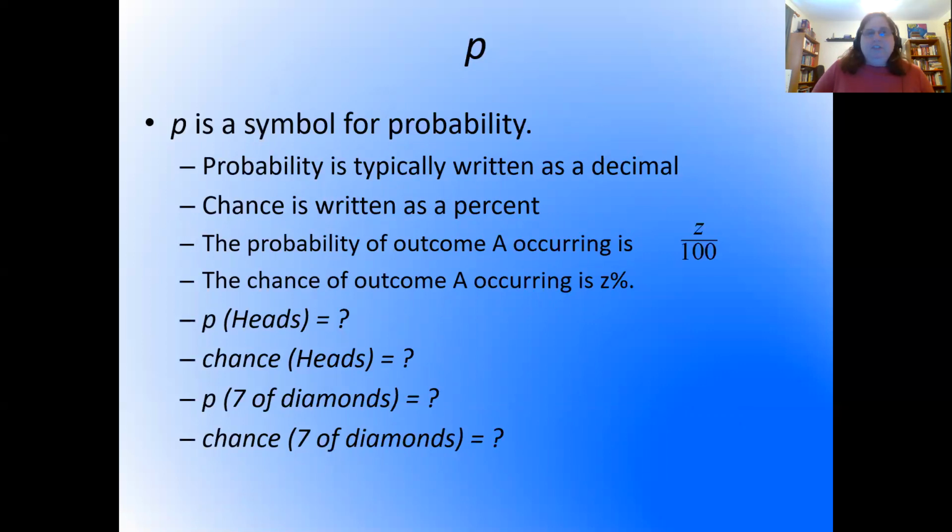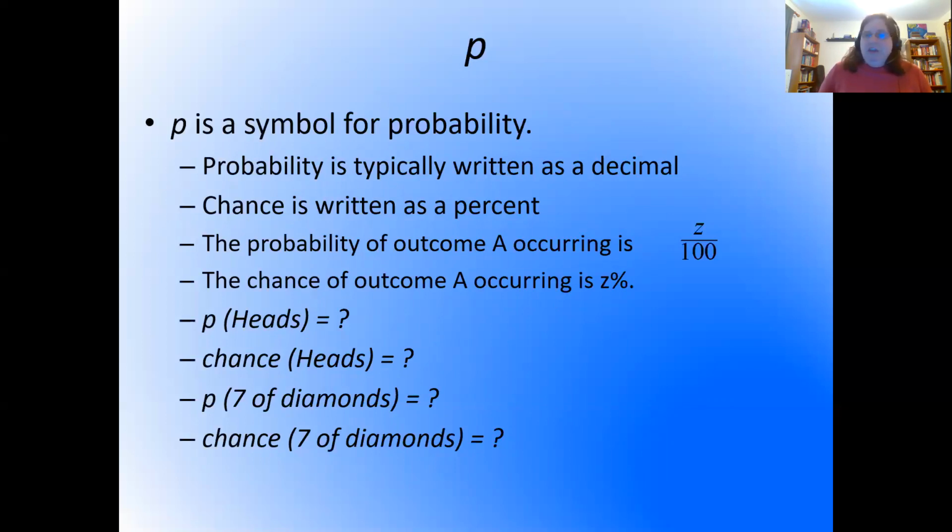Now, probability is typically written as a decimal, kind of like we just have been doing all along, right? We said 0.5 for the half. We said 0.09 for 9 over 100, whereas chance is written as a percent. So the probability of outcome A occurring, we would say, is Z over 100. Like with the jelly bean, the probability of getting a green jelly bean was 9 over 100, or 0.09. Whereas the chance of outcome A is Z%, or 9%.